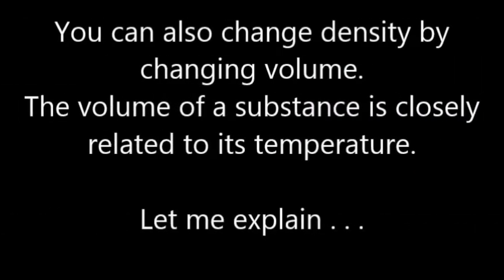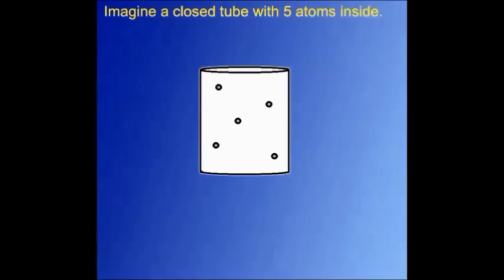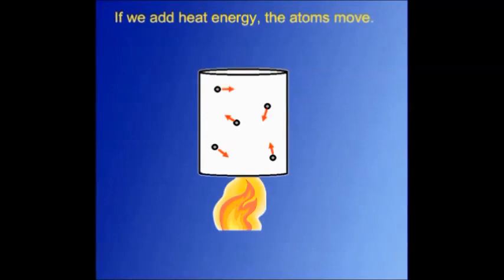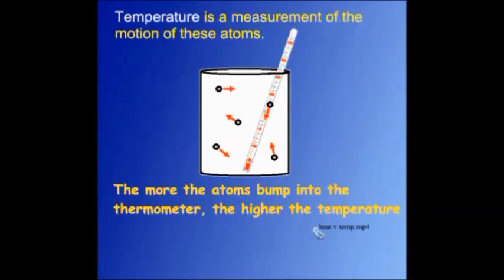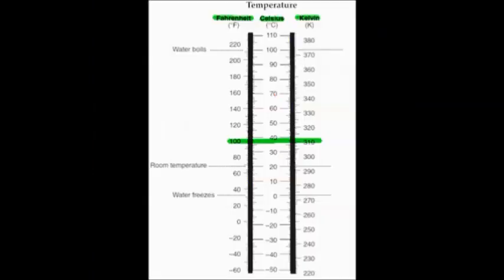You can also change a substance's density by changing its volume. The volume of a substance is closely related to temperature. Let me explain. Imagine a closed tube with 5 atoms inside. If we add heat energy, the atoms begin to move. Temperature is a measurement of the average motion of these atoms. The more atoms bump into the thermometer, the higher the temperature.